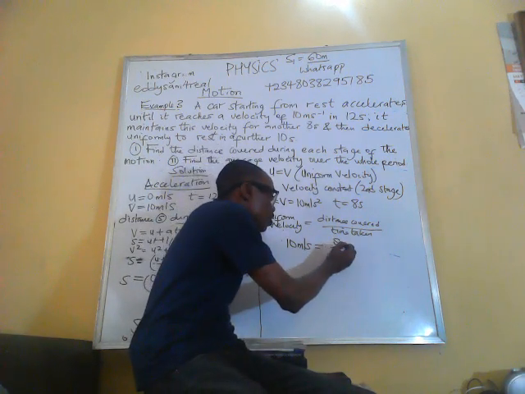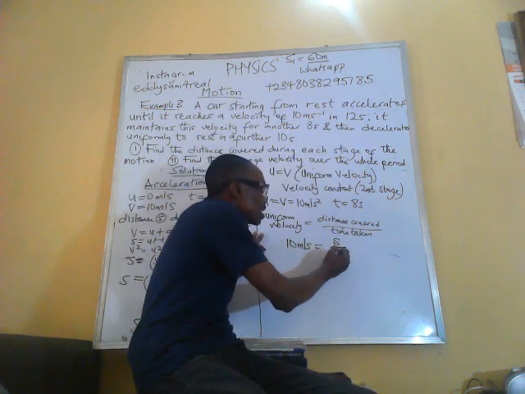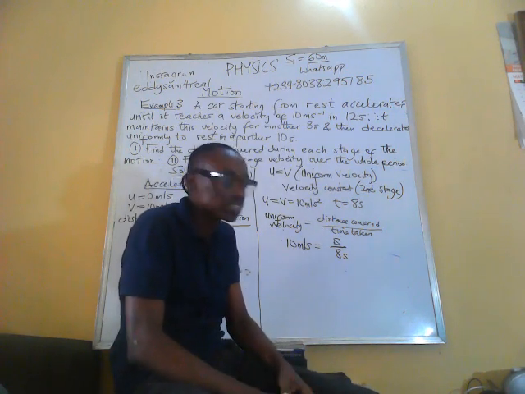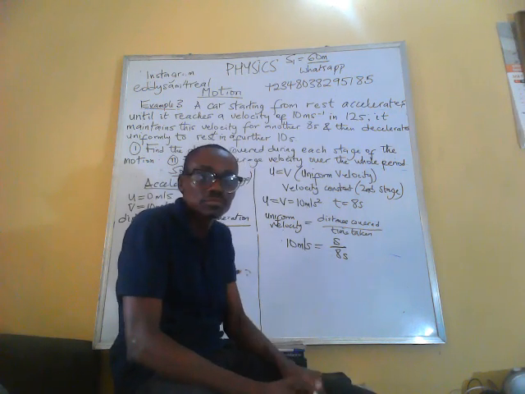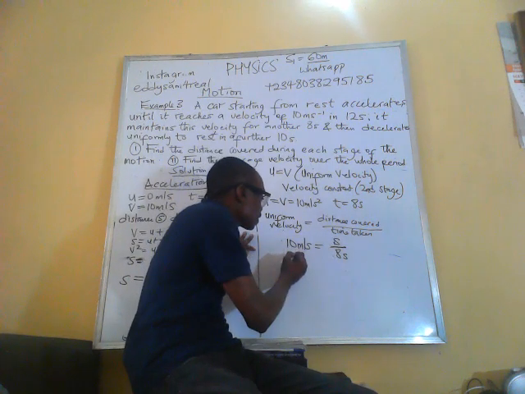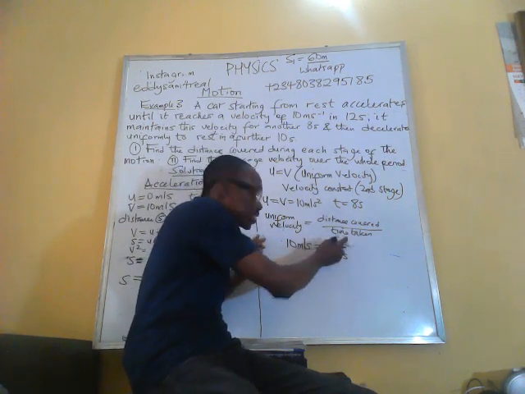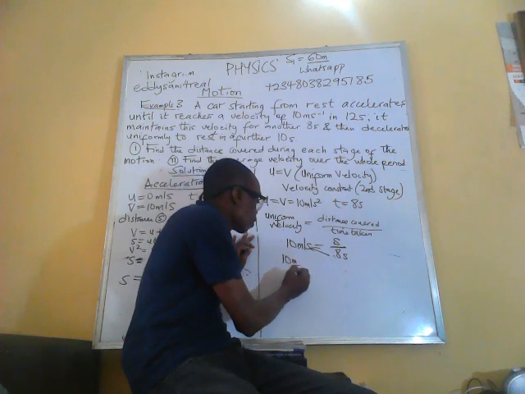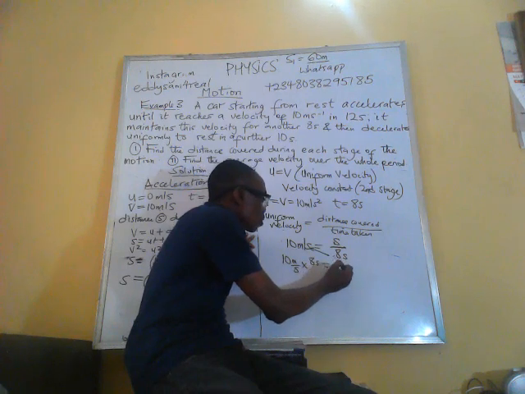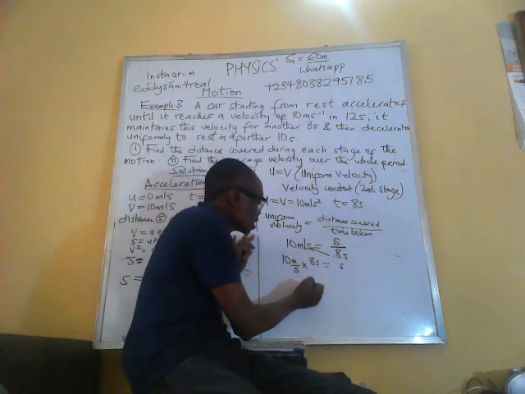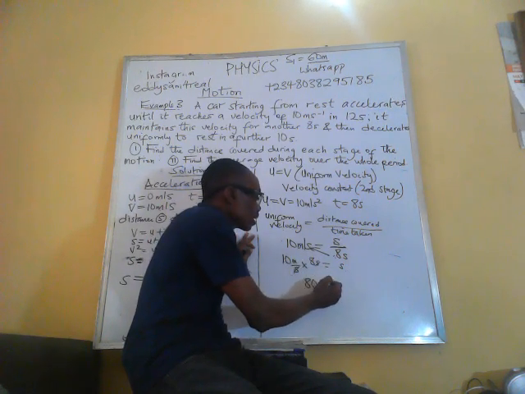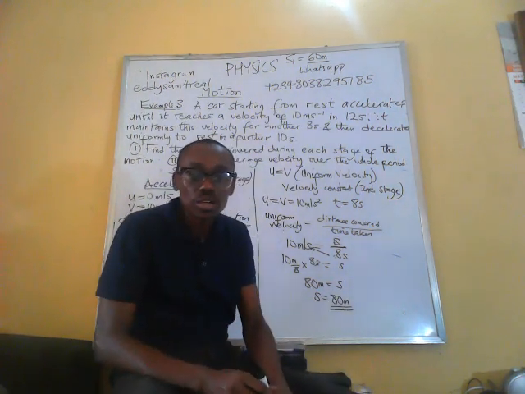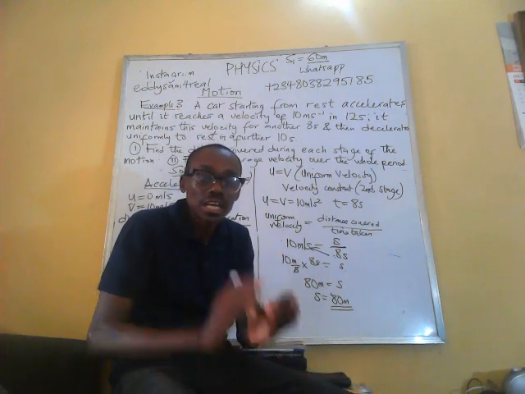Or okay, let me leave it as S, don't worry. Then the time taken in this case is 8 seconds. The time taken is what? 8 seconds. So now 8 times 10, you cross multiply to solve for S. So S will come up to multiply 10. You have 10 meters per second times 8 seconds equals S. 10 times 8 gives you 80. S cancels S. This is 80 meters equals S. So S is what? 80 meters. So the distance covered when the body is moving with uniform velocity is 80 meters.